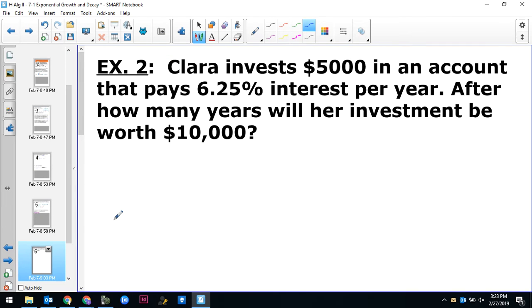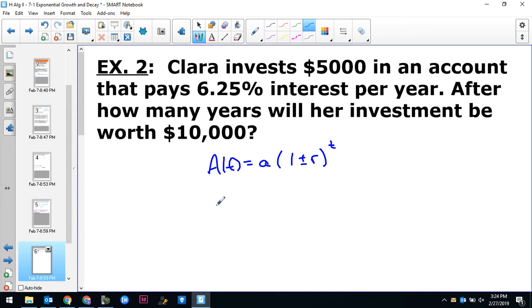All right, Clara invests $5,000 in an account that pays 6.25% interest per year. After how many years will her investment be worth $10,000? Okay, so let's first off write our equation. Well, what was our equation? It was A of t is equal to little a times 1 plus or minus r to the t, right? That's our function.